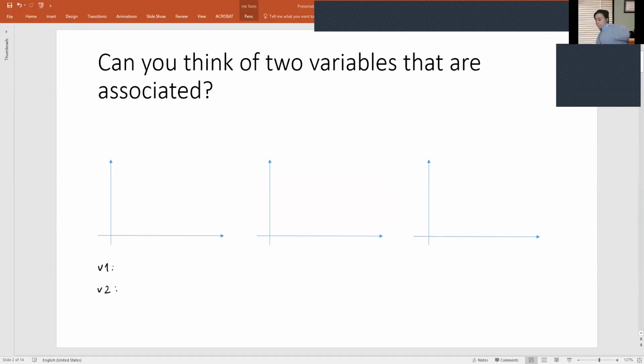Your grades and how much you study. Grades and how much you study. Very nice example. So let's say time spent studying and the grades. What do you think the scatter plot is going to look like? For example, if I spend very little time studying, do you think I'm going to have very good grades or very low grades?